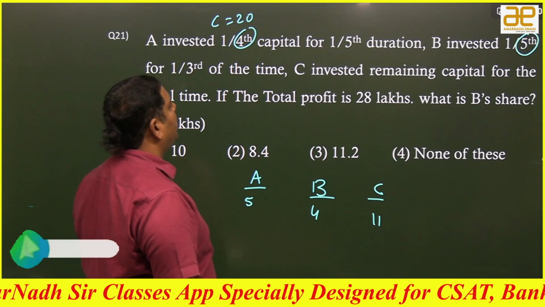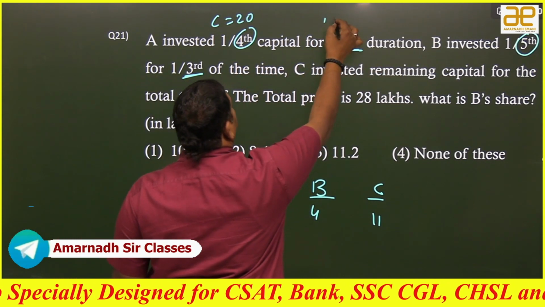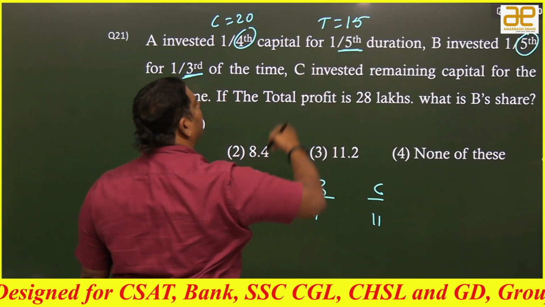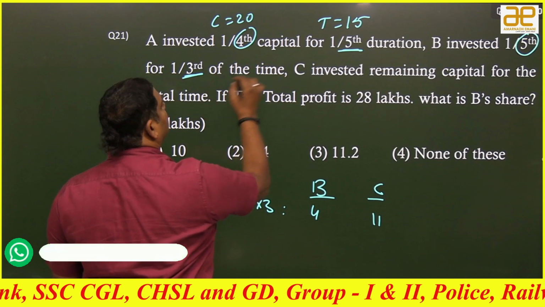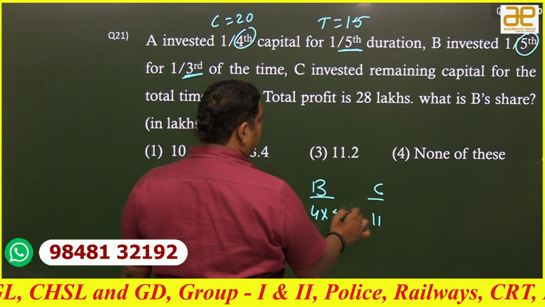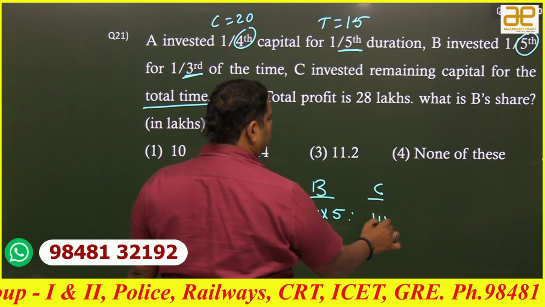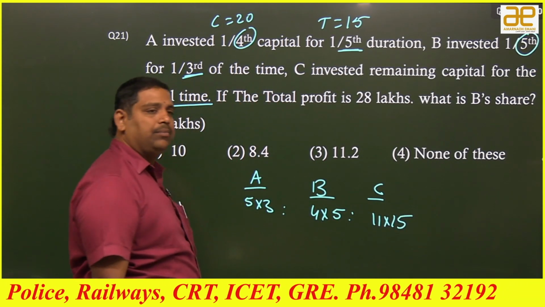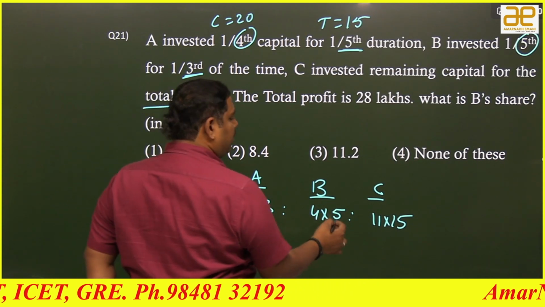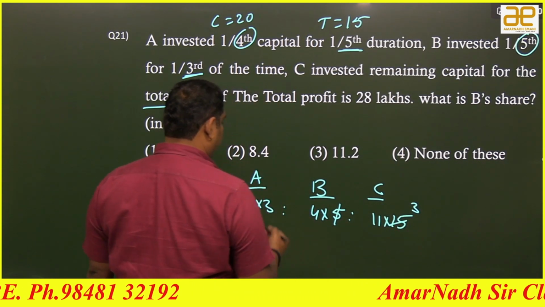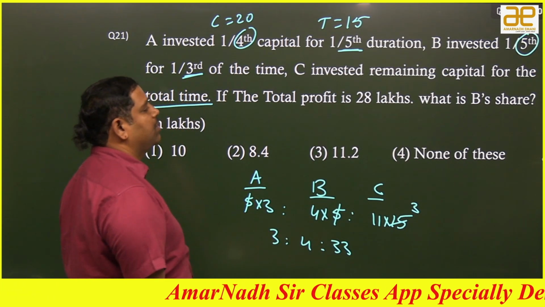Coming to time period, this is 5 and this is 3. 5 and 3 means let us imagine the total time as 15. A invested for 1/5 of 15, that is 3 months, and B for 1/3 of 15, that is 5 months. Coming to C, he said remaining capital for the total time, so all the 15 months. Next, if you observe, anything cancels? Yes, we can cancel with 5. 5, 5, 5 threes. Okay, it will be 3:4:33.